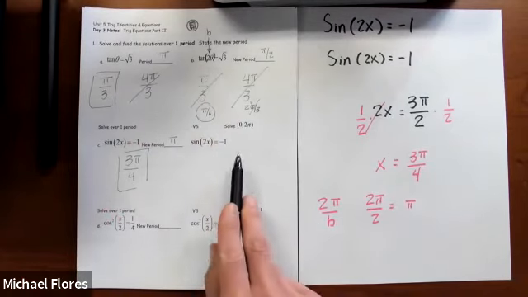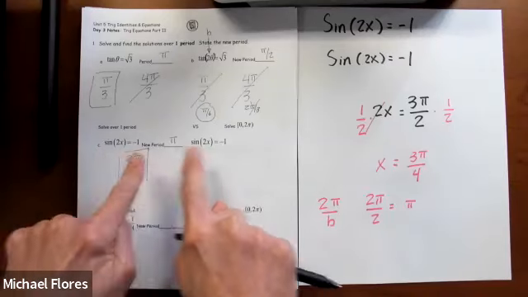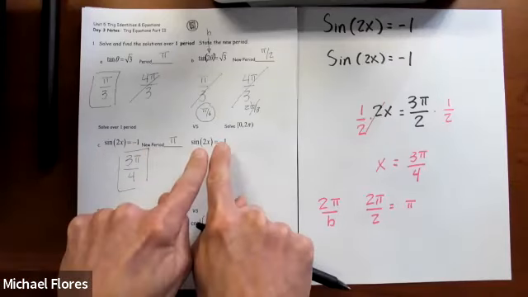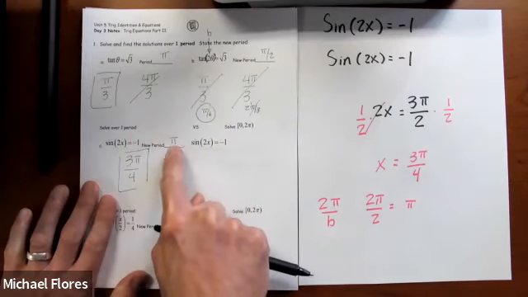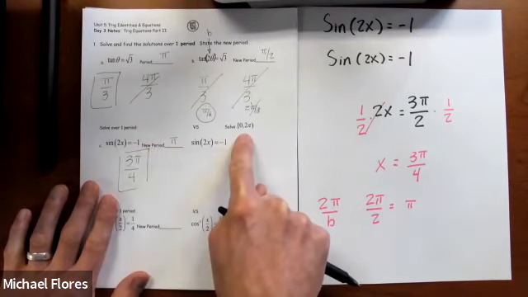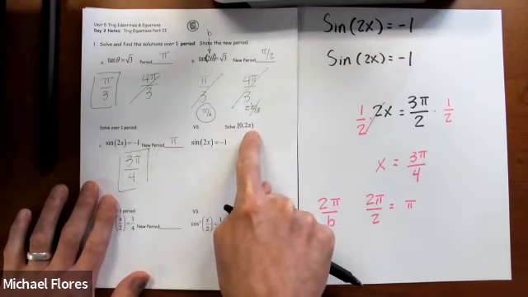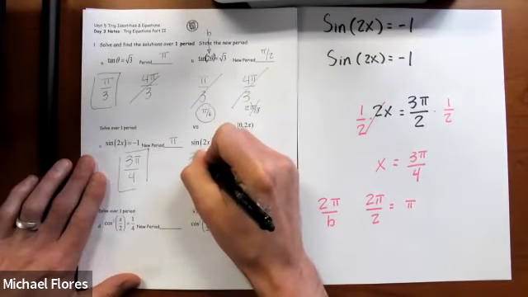Now what we're going to do is look over here at this problem. It's exactly the same. See? Exactly the same. But here's the difference. Here we solved for one period from 0 to pi. Now they want us to solve from 0 to 2 pi. So we're going to include our previous answer.